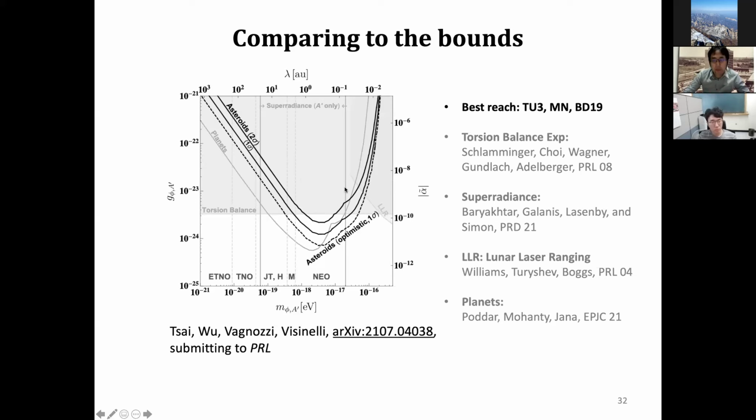But before I go to the more-asteroid thing, I also want to say that even though there are many different bounds here, they are not the same bound. Not all the bounds are created with the same assumption. Torsion balance and superradiance are assuming different physics. Torsion balance is a short-range study, only on the Earth, so it doesn't really probe the very long-range physics. It only probes the model, but not the long-range force. Superradiance is the same. It probes the radiation, radiating out these dark photons, but doesn't really probe the long-range force.